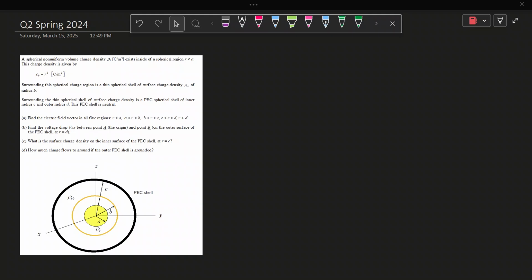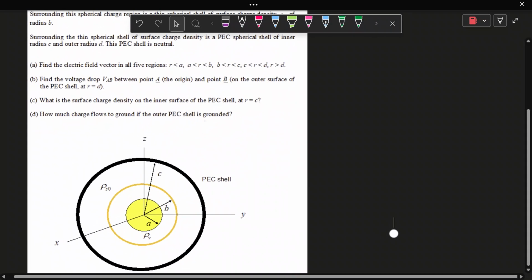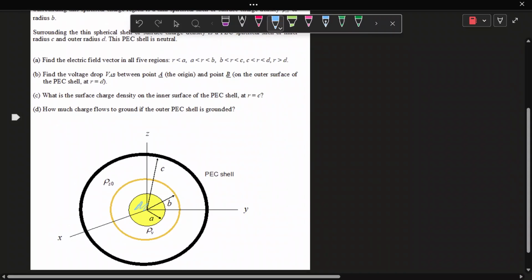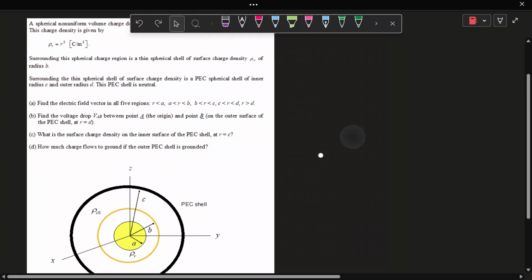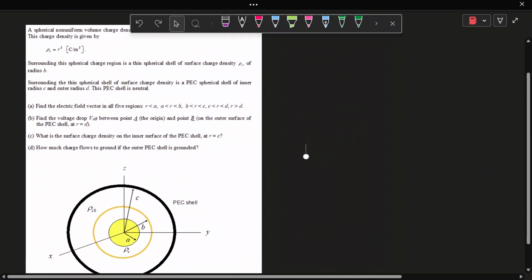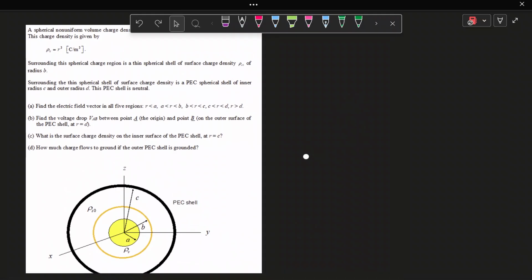What we're given here is a spherical non-uniform volume charge density that exists in this yellow area right here. I probably didn't have to highlight it with blue, but you get it. It's in the yellow area. Surrounding the spherical charge region is a thin spherical shell of a surface charge density rho x0, of radius b. So we're given two charge densities at two different locations.